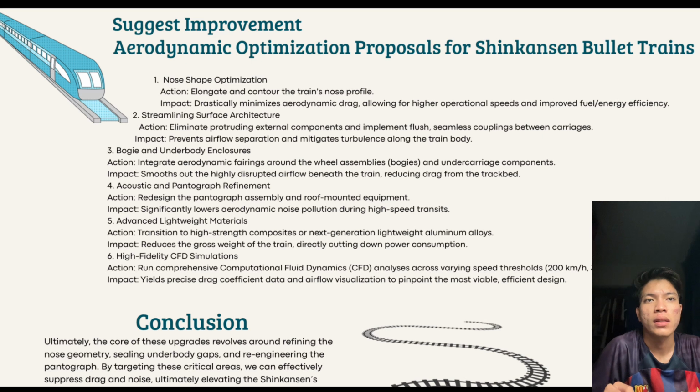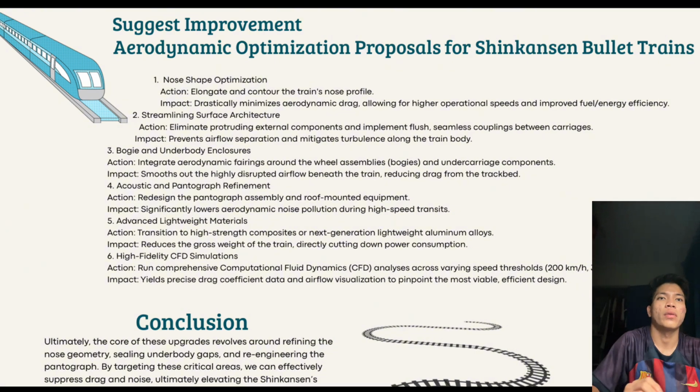Point number 4, noise reduction. Next, we refine the pantograph and rooftop components. This is important to reduce aerodynamic noise, especially when the train is moving at high speed. Point number 5, lightweight material. In addition, using lightweight materials such as advanced aluminium and composites can reduce the overall weight of the train. This leads to lower energy consumption and better efficiency.